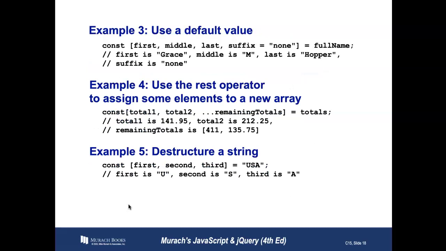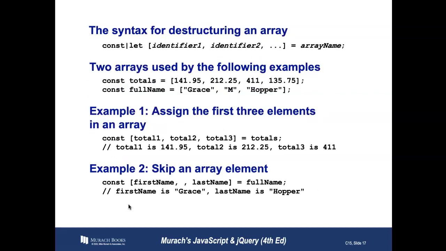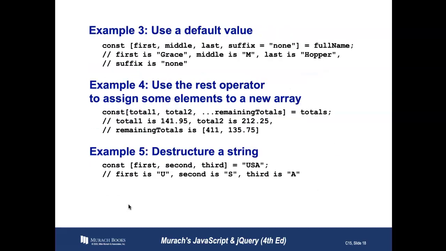This is example 3, of using a default value. So I have first, middle, last. Remember, it was Grace M. Hopper, and suffix equals none. So think of how the data is stored here. If we have all 4 of those values being equal to the full name variable, remember the full name variable was Grace M. Hopper on the previous slide, then the first would be Grace, the middle would be M, the last name would be Hopper, and suffix would be equal to none. It actually has a value because it was assigned a value up top.